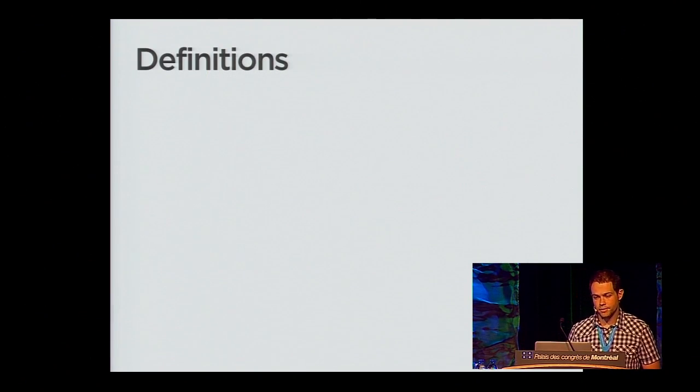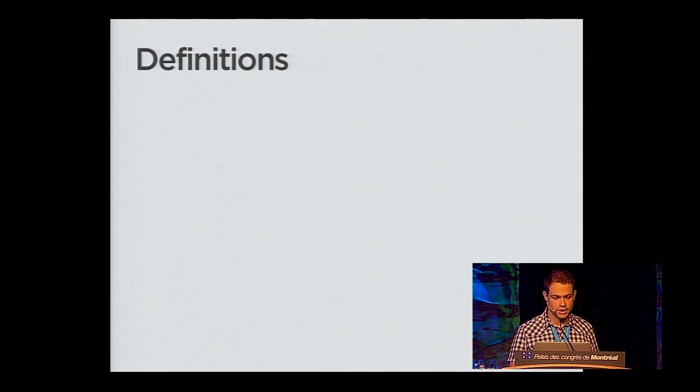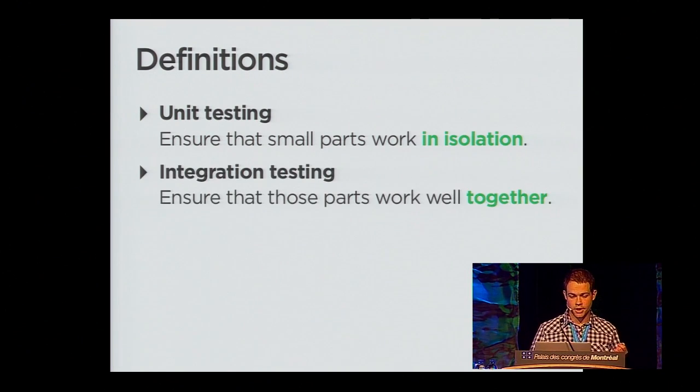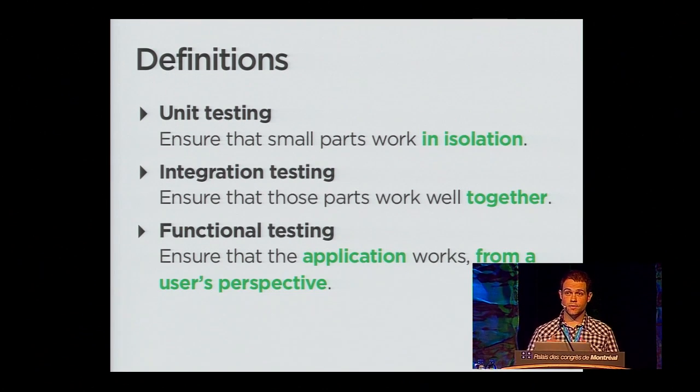OK, so starting with a few definitions, just so we are clear on what I'm going to be talking about. When we talk about unit testing, it is to ensure that small parts of our code each work in isolation. Integration testing is about ensuring that some of those parts, when combined together, keep working well. And then functional testing is one step beyond. It's when you want to make sure that your application as a whole functions well, in particular from a user's perspective.